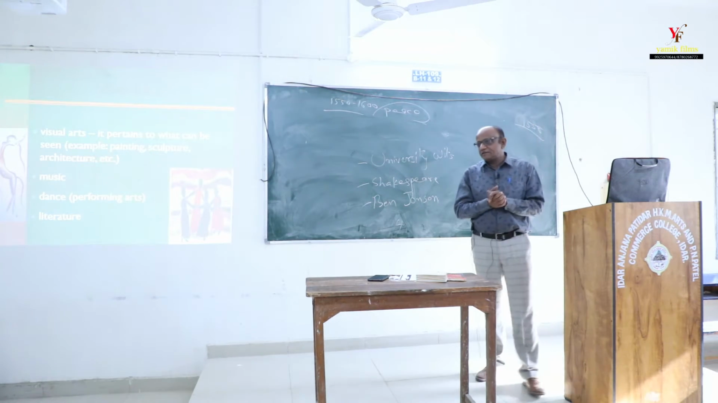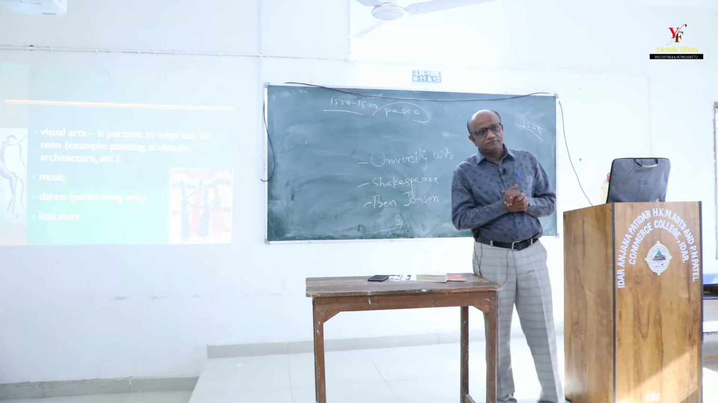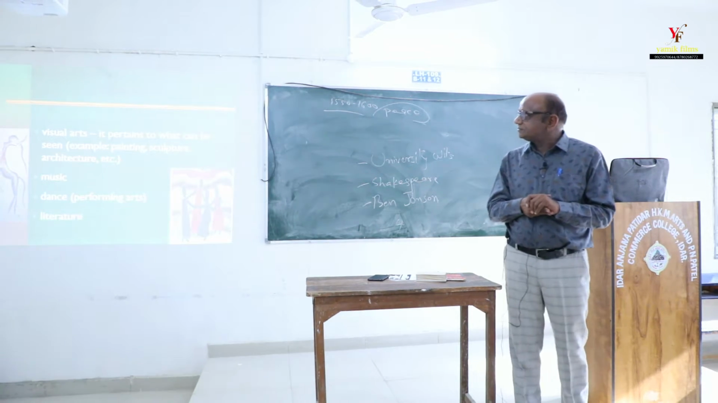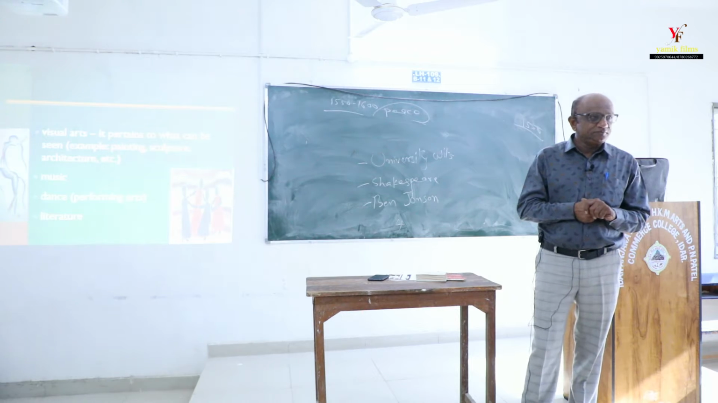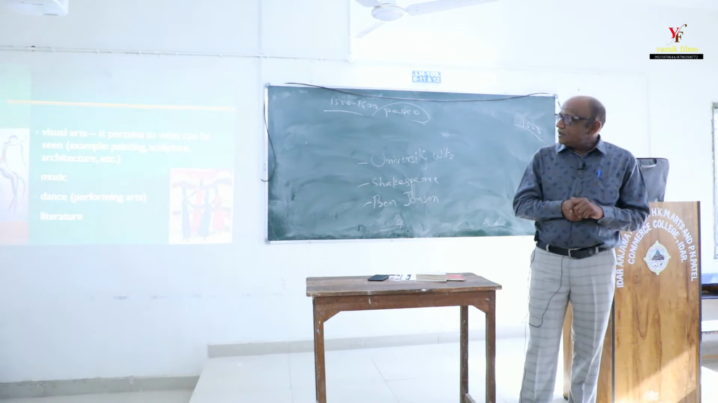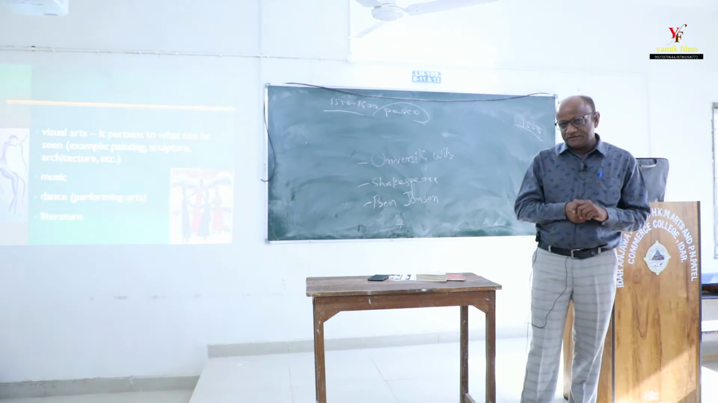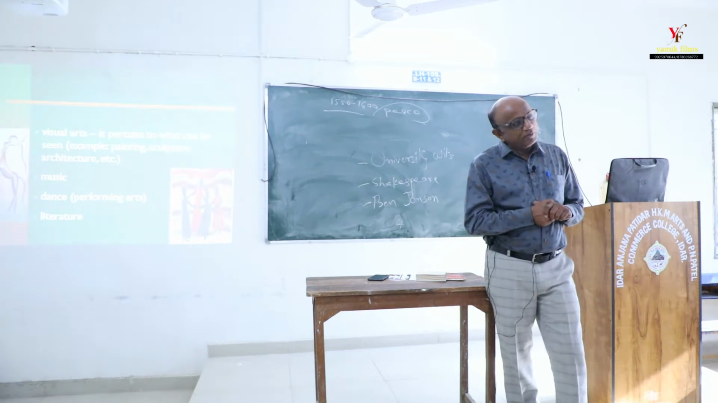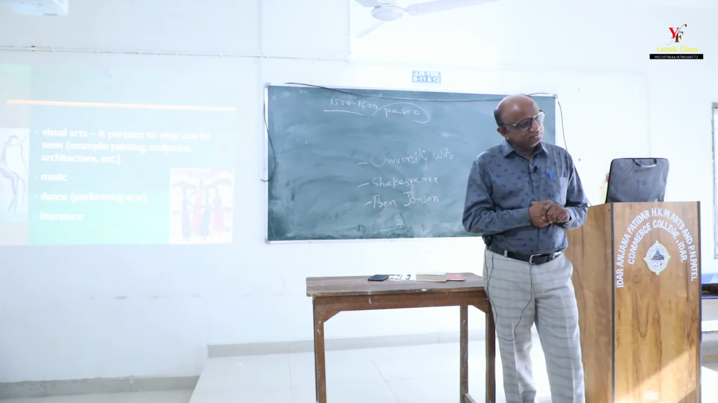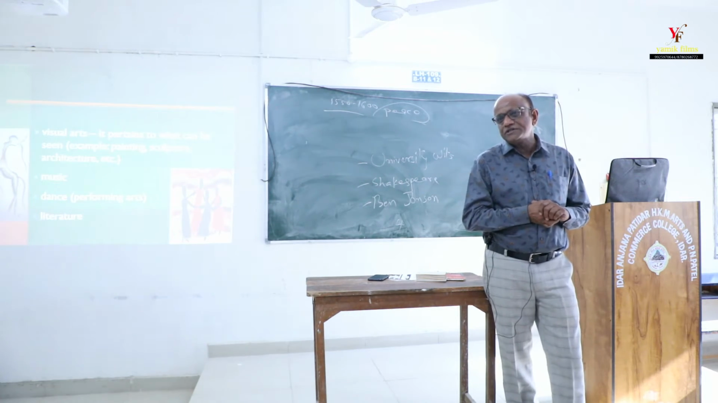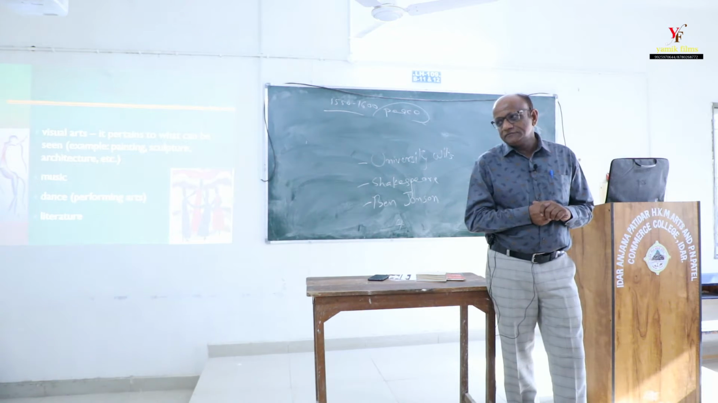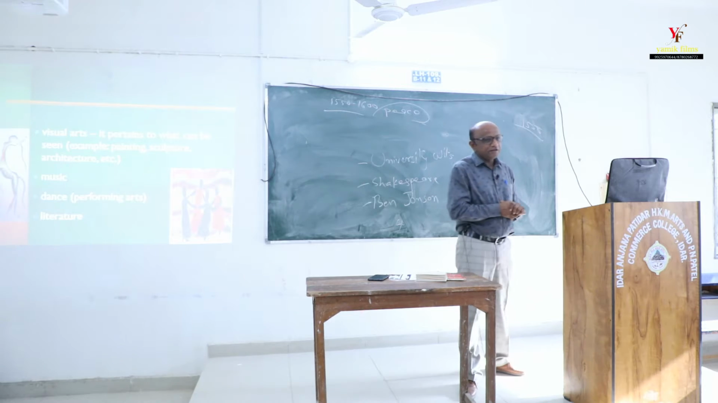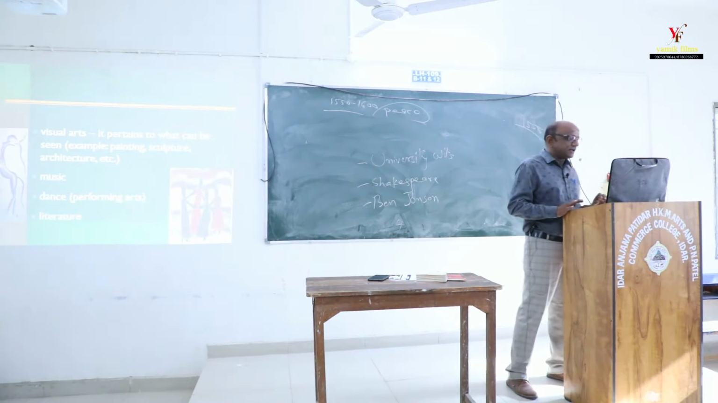What are the kinds of art? First of all, visual arts that you can see. Then music that we can listen to. Dance that we can perform, it is performing art. And last but not least is literature, writing and reading. The work of art is there.